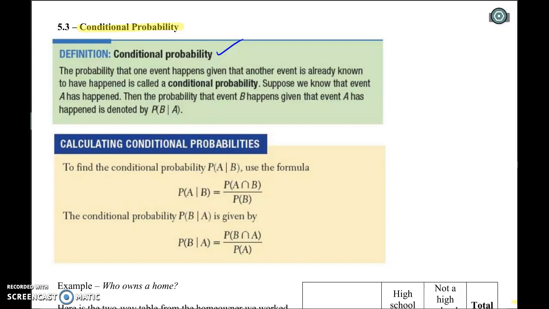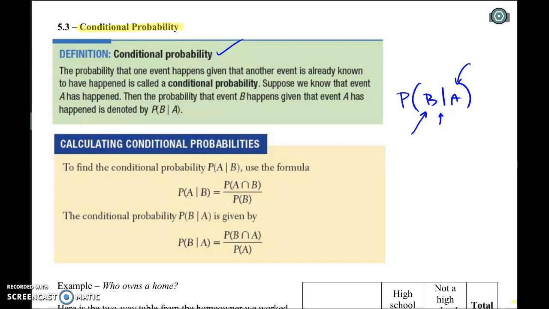The probability that one event happens given that another event is already known to have happened is called a conditional probability. Suppose we know that A has happened, then the probability that event B happens given that event A has happened is denoted as the probability of B given A. So this little bar indicates a given. This is the given, and then we're calculating the probability that B occurs given A has occurred.